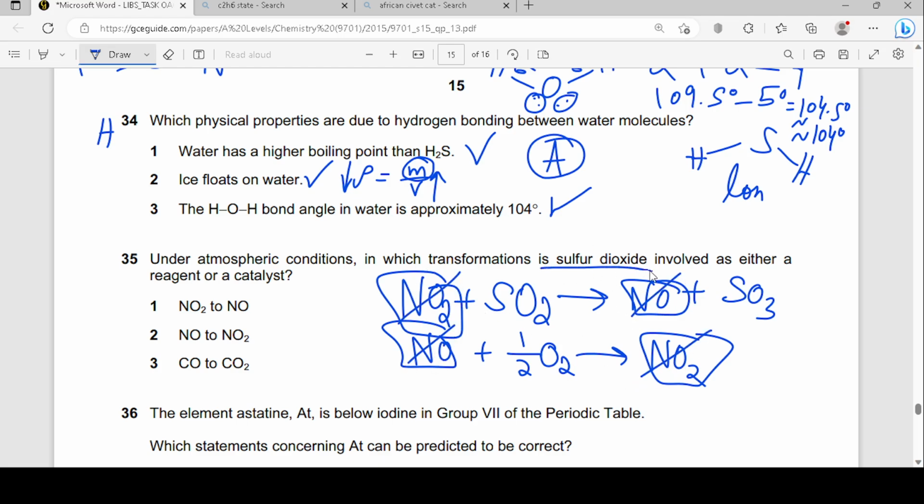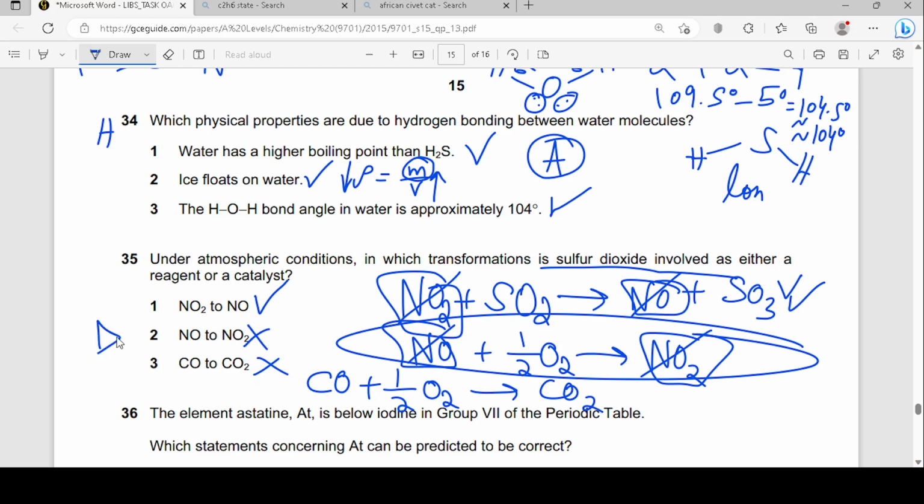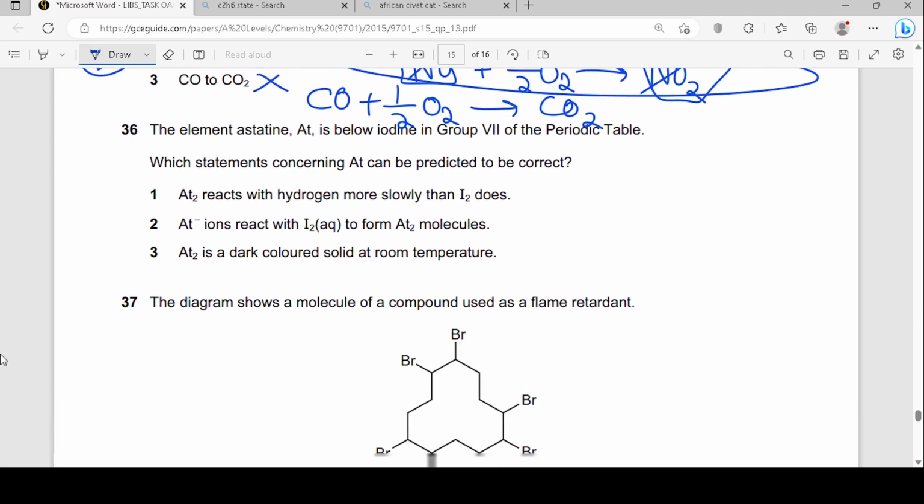But is sulfur dioxide involved? Sulfur dioxide is involved in this step, definitely. So this is right. And is sulfur dioxide involved in this step? Well, I don't see any sulfur dioxide. It's also wrong. And the last one, CO to CO2, has nothing to do with sulfur dioxide. Half O2 gives you CO2. It has nothing to do with sulfur dioxide at all. So the answer is just D, because only option 1 is correct. Okay, next question.